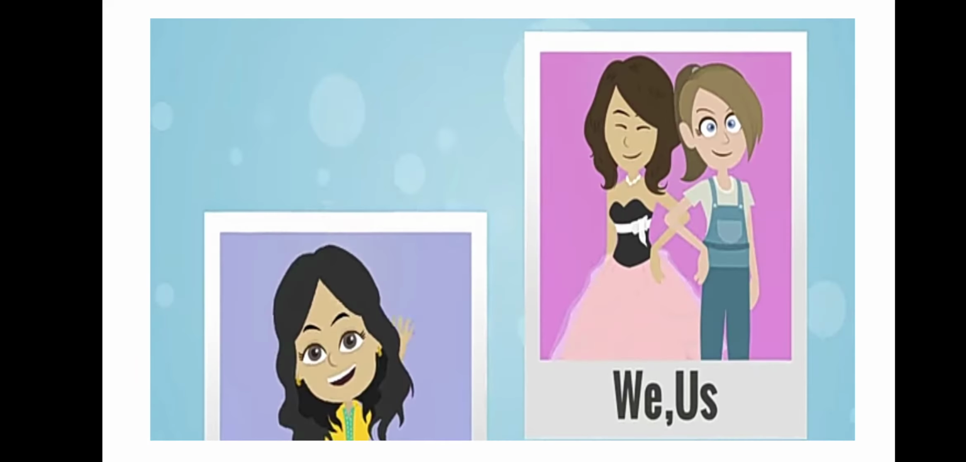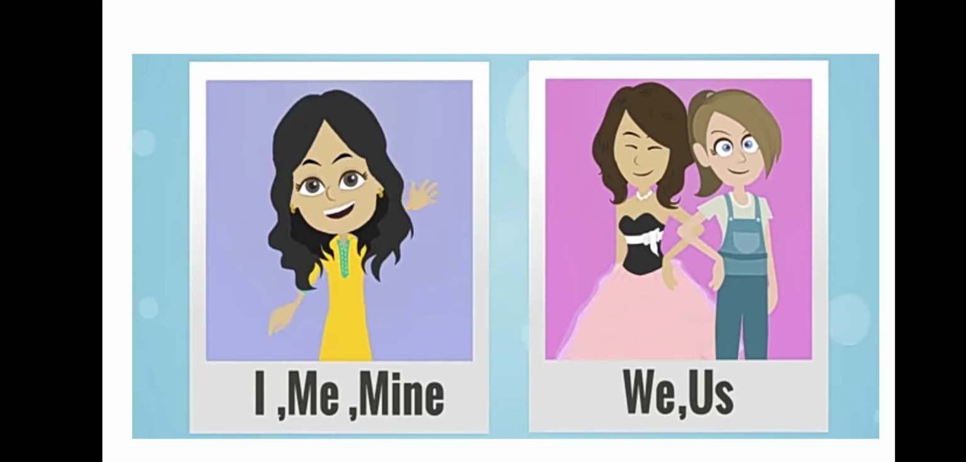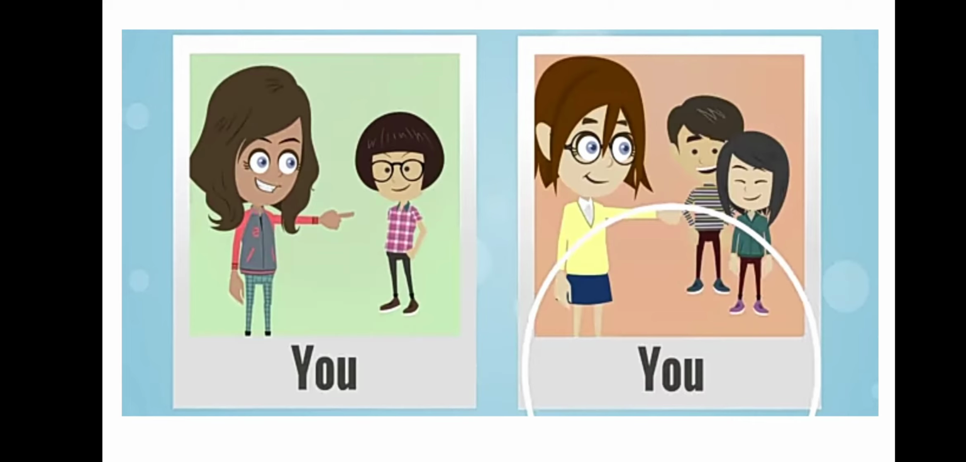So, there are many pronouns. Let's see them one by one. We, us, I, me, mine, you. Here you is used. This girl you can see, she is pointing to the another girl and she is saying you for one person. And here two are there. For them also she is saying you.